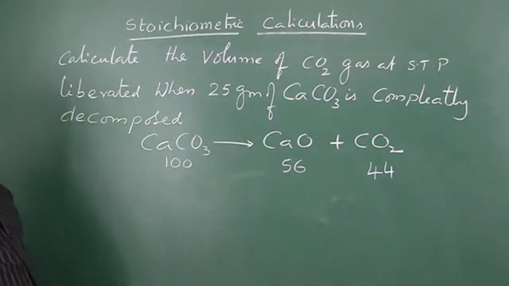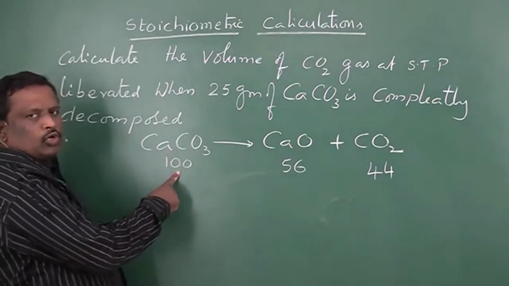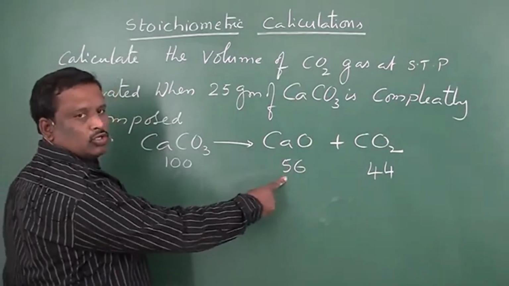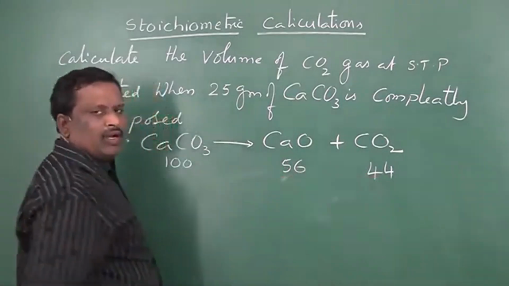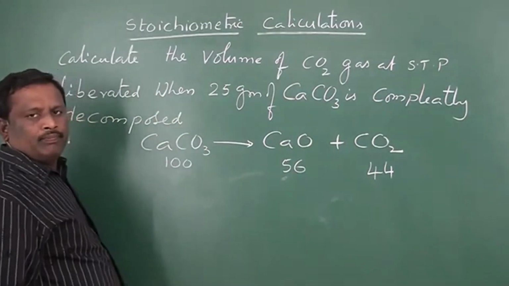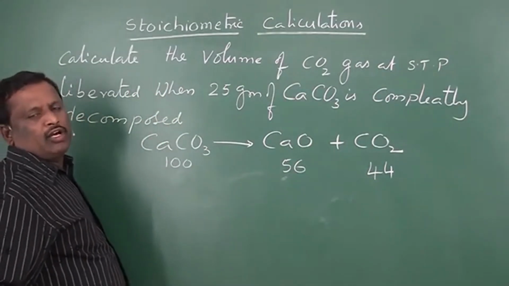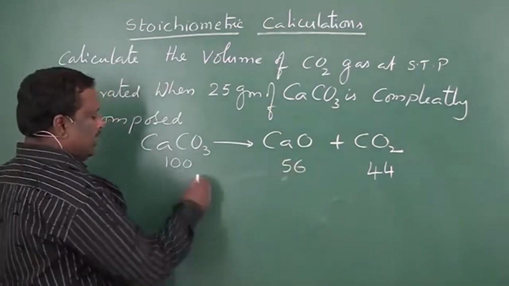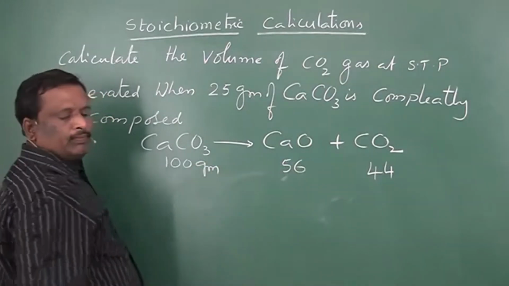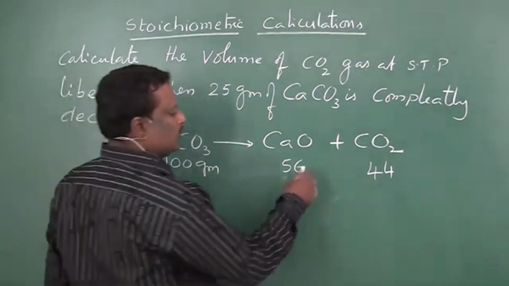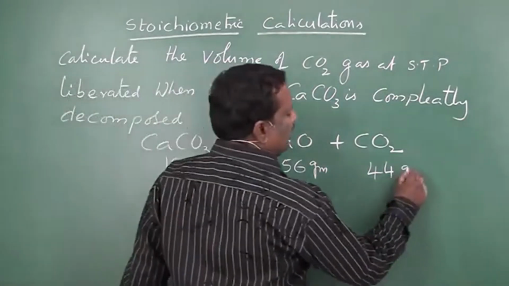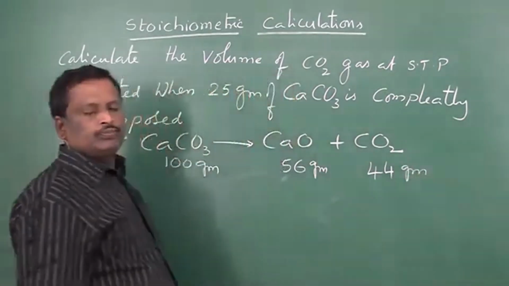Now what is the relation they are asking? This shows that 100 grams of calcium carbonate decomposes to give 56 grams of calcium oxide and 44 grams of carbon dioxide. This 44 is the molecular weight of carbon dioxide. If we express the whole thing in grams, 100 grams of CaCO3 decomposes to give 56 grams of CaO and 44 grams of CO2.